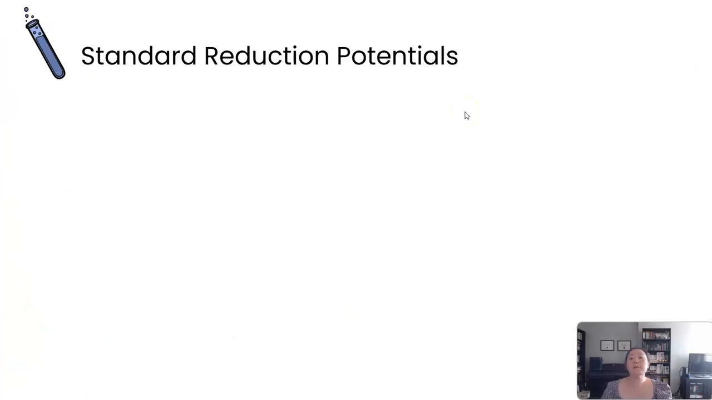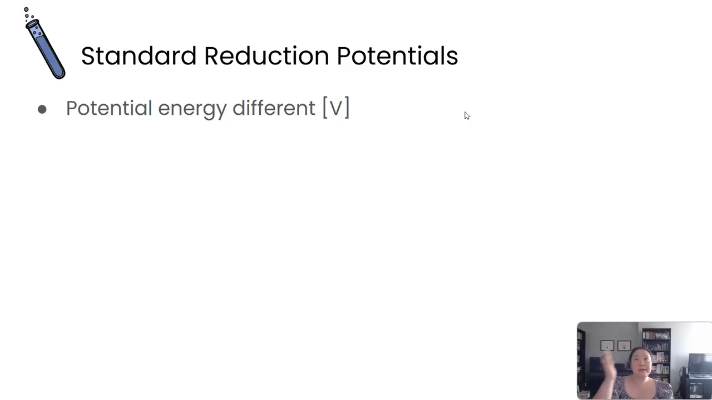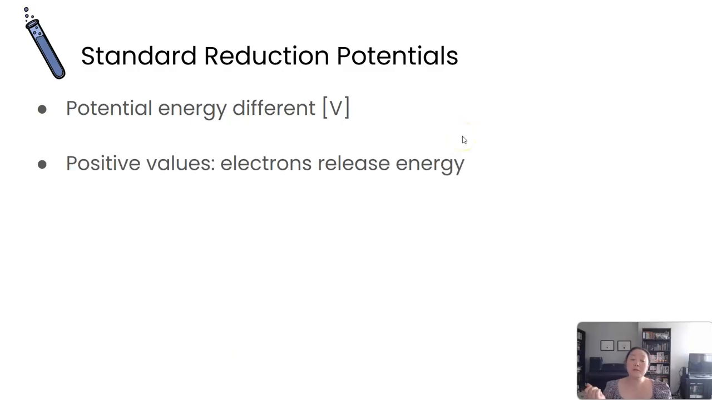Alright, to quickly recap, we're going to go over standard reduction potentials, and those are the potential energy differences in a reduction reaction. These values are always going to be based on just the reduction half reaction, and there are plenty of references that you can use to find these values. You can have positive values and you can have negative values. The ones that have positive values are when your electrons are releasing energy. All of these values are comparisons to something else, and we'll talk about that in a moment.